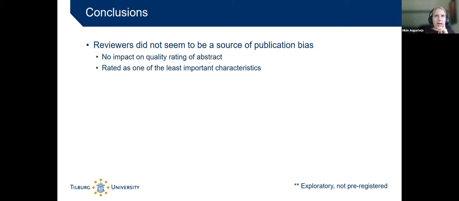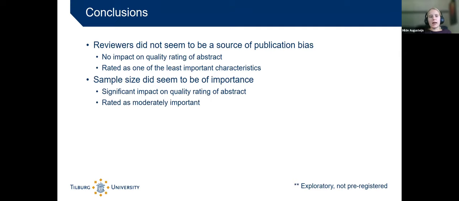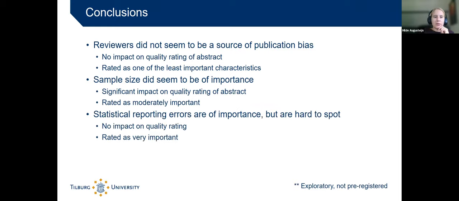So to conclude, surprising to us was that reviewers did not seem to be a great source of publication bias. It had no impact on the quality rating of the abstract, and it was also rated as one of the least important characteristics. Sample size did seem to be of importance, so this had a significant impact on the quality rating of the abstract, but it was only rated as moderately important in the survey part. And statistical reporting errors are of importance. They're rated as very important, but they're really hard to spot.